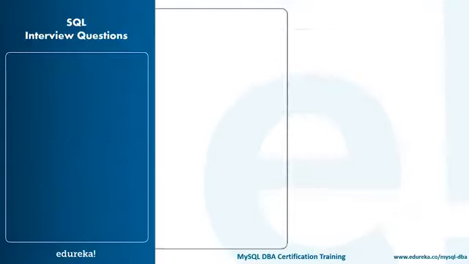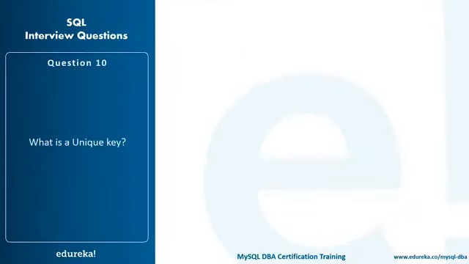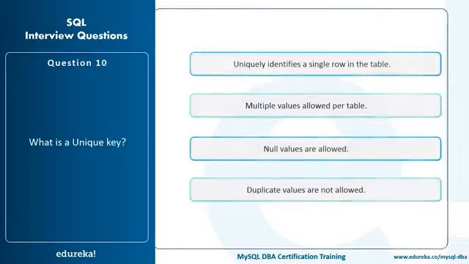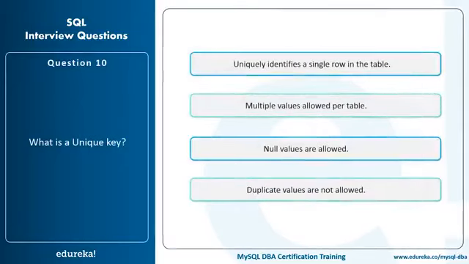Now let's move forward to our next question, that is, what is a unique key? A unique key basically identifies a single row in a table. This allows multiple values per table, and also null values are allowed. So you'll have to make sure that whenever you're using the unique key, you have an idea that it identifies a single row in the table. Multiple values are allowed per table, and also null values are allowed, but yes, duplicate values are not allowed.